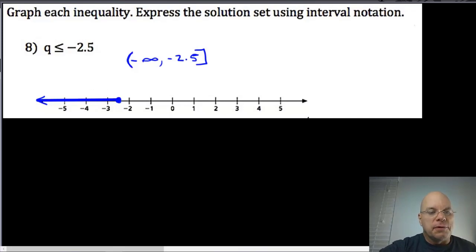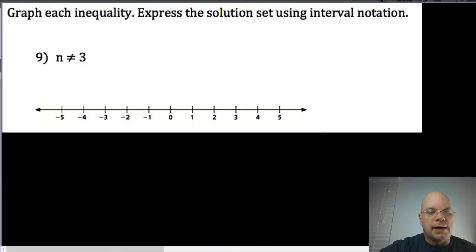I'm going to do a couple more with you. Problem number 9: n is not equal to 3. Why don't you try this one on your own? Think about what you need to graph right at 3 to show that n is not equal to 3, and then whether you have arrows indicating that other numbers are part of the solution set. Do that during the pause and then come back and see how you did.